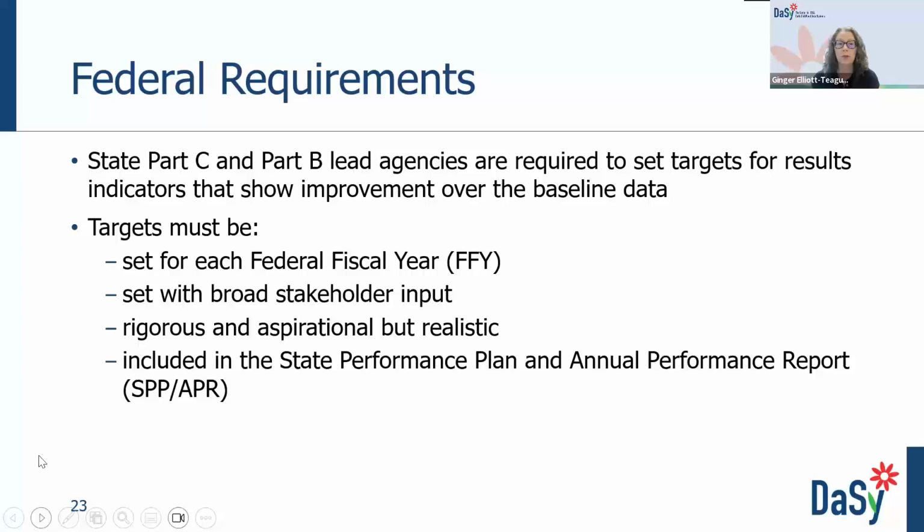So it's really important to set targets that are ambitious but achievable across the state. A few notes about that: targets do have to be set for every federal fiscal year, and they have to be set with broad stakeholder input. And we'll review that in just a bit, but there's quite a bit that states need to report on how stakeholders have been involved in that process. As I said, they need to be rigorous and aspirational, but realistic. And then, of course, they are included in your SPP APR annually. Next slide, please.